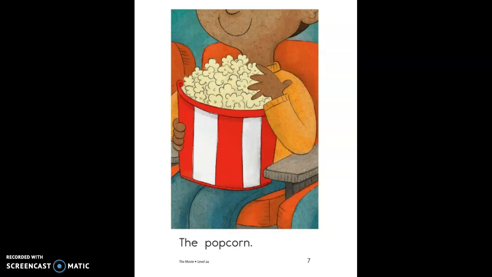Scholars, good readers start reading on the left side of the page, and good readers point under the word, starting with the word the popcorn. Great job, scholars. Let's keep going.